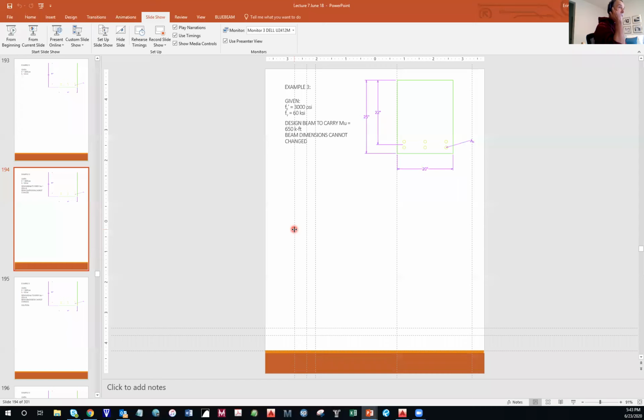Okay, so that's our last example for compression steel, and I'm sure I must have some questions. Okay. Jesus, I am glad you asked that.